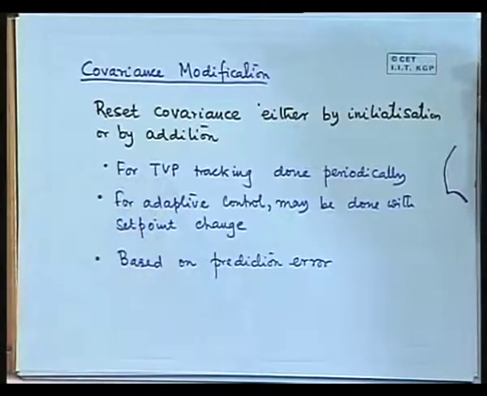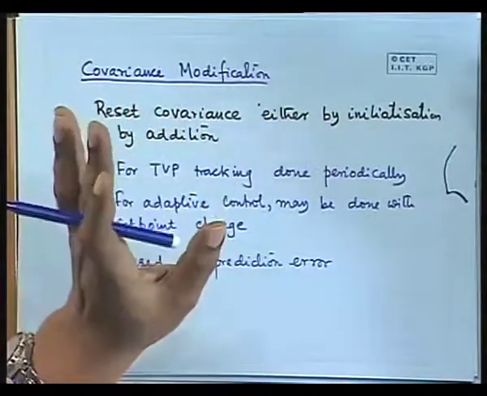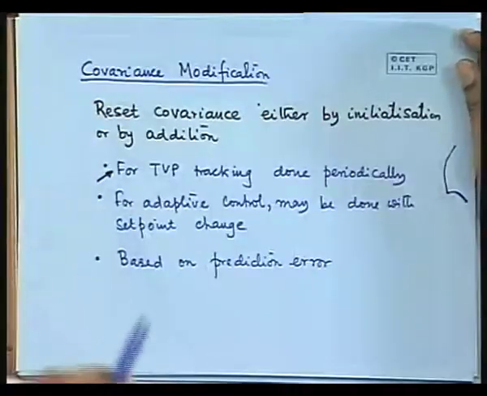That is why in exponential data weighting we do precisely the same thing, because there we are expecting a time varying parameter, so we keep the covariance from dying. The covariance will not die because there is the 1 by lambda factor in the covariance update, and lambda is less than 1. So in each update we are giving it a little boost, so it does not go to 0. That's what we do for time varying parameters.